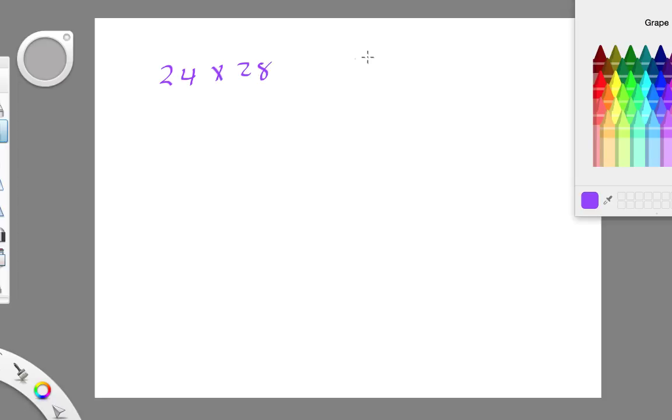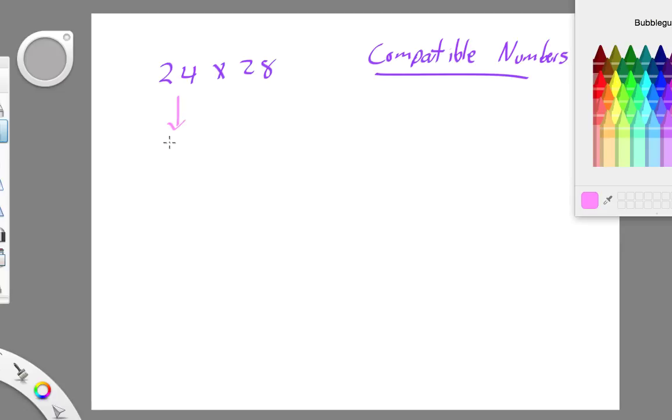Okay, so this is compatible numbers. These are a little different than just rounding. If I rounded 24, I'd round down to 20. If I rounded 28, I'd round up to 30. So compatible numbers is different. Instead of rounding down to 20, we're going to get a slightly better answer by getting closer. We're going to just round to 25, and we're going to round 28 up to 30.